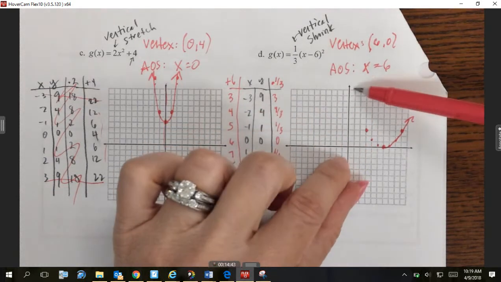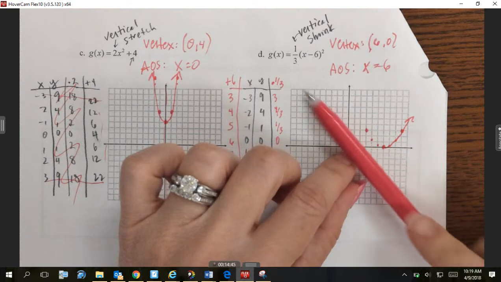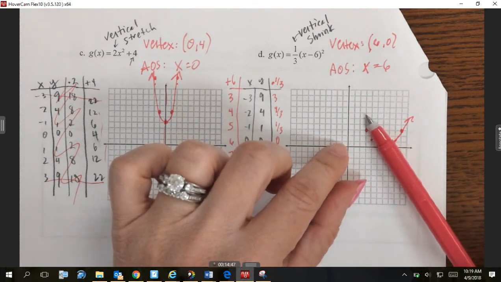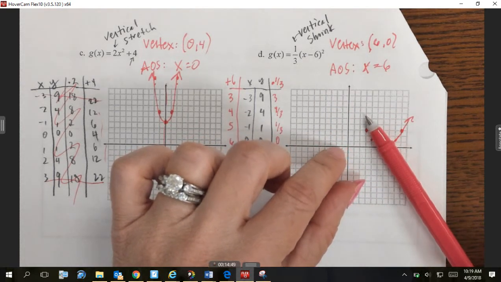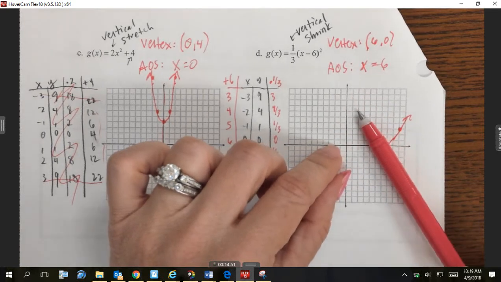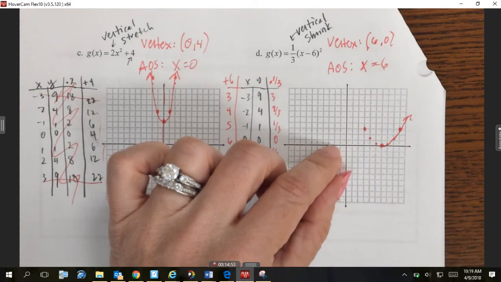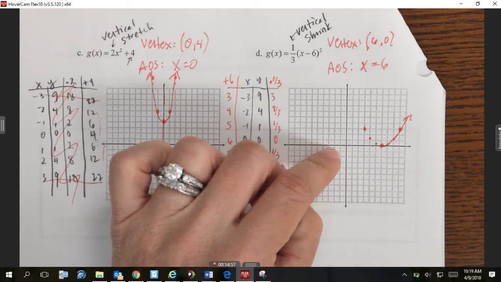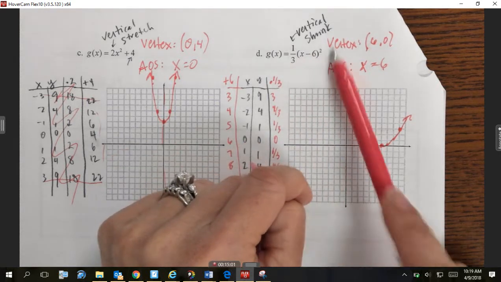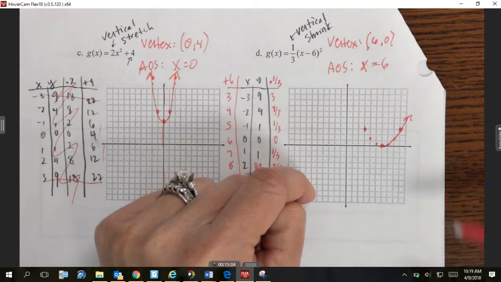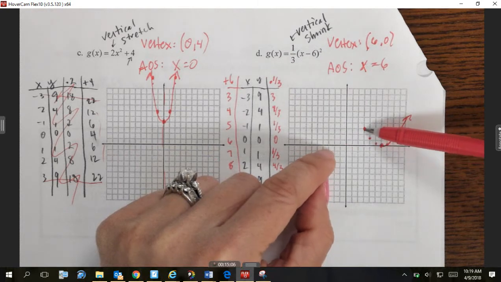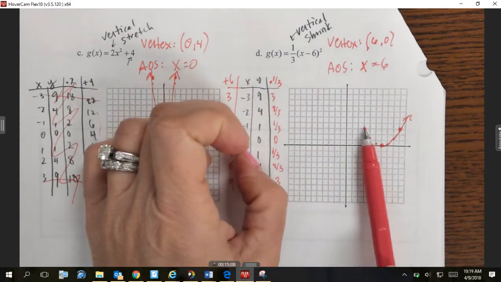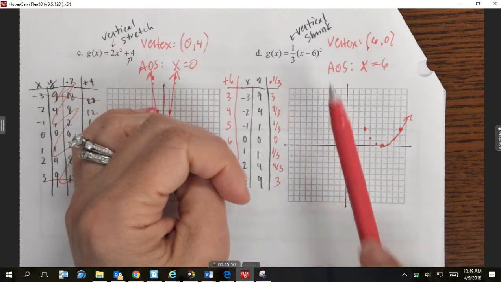I'm getting nervous because I don't know how wide or how skinny to make this. I feel like I don't have enough points here. So after you find your points, you might have to find another point. You can pick any x you want and plug it into this equation. Who has a suggestion of a good x, something to the left of this one, to plug in here?